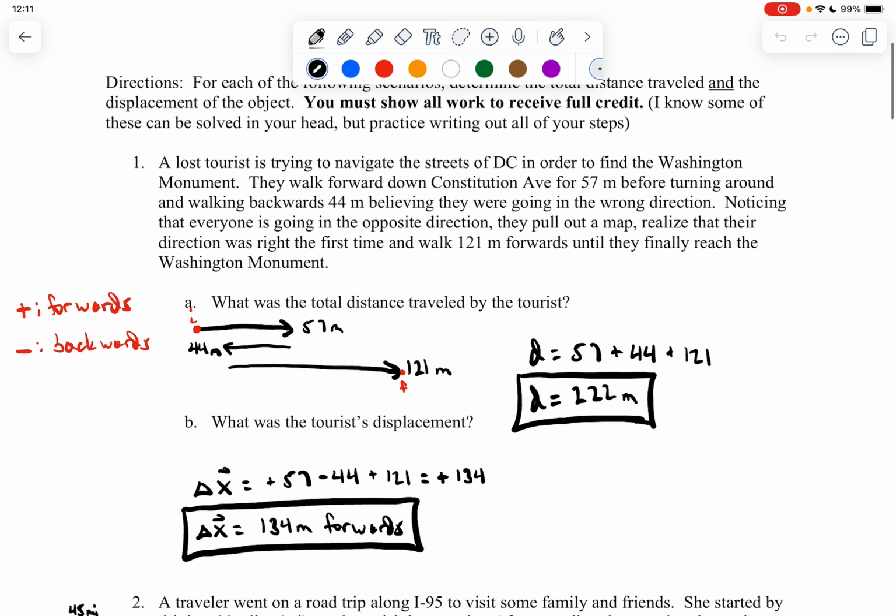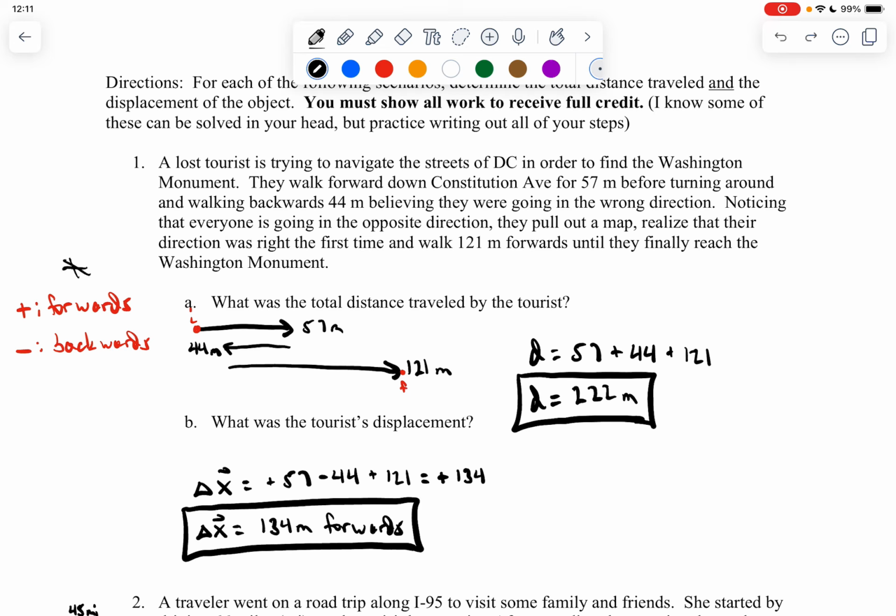Now for displacement, that's a little bit more challenging just because displacement is a vector quantity. Basically it means the direction is going to be important to us. So the very first thing we want to do is establish one direction to be positive, one direction to be negative. So I did it over here to the left.